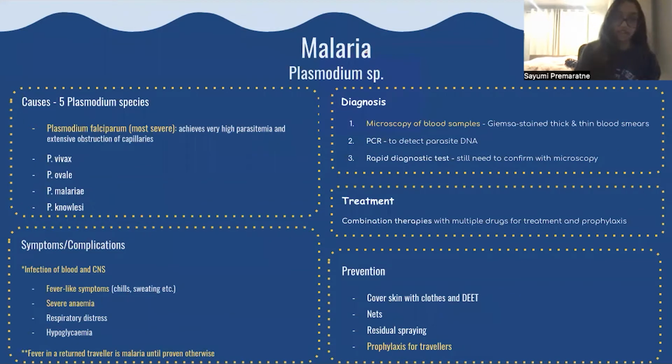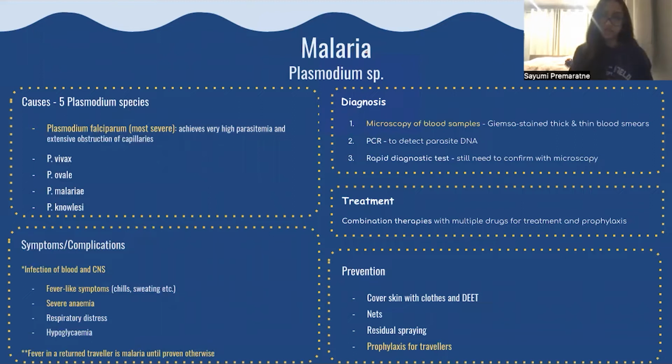And a very key important thing to note is that fever in a return traveler is malaria until proven otherwise, and that you might see repeatedly coming up because that's just an important thing to know. In terms of the diagnosis, the key one is microscopy of blood samples because malaria is infecting your blood. And then you can also do things like PCR and rapid diagnostic tests, as with most things.